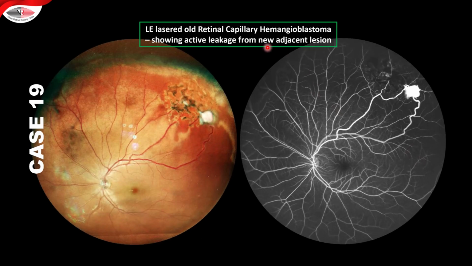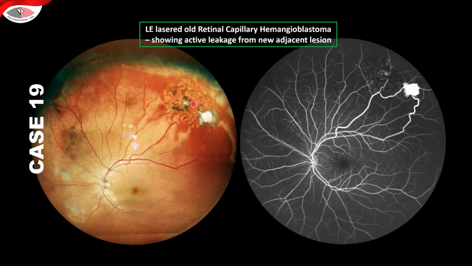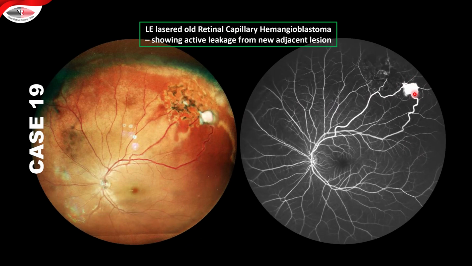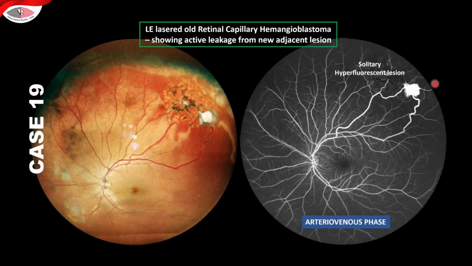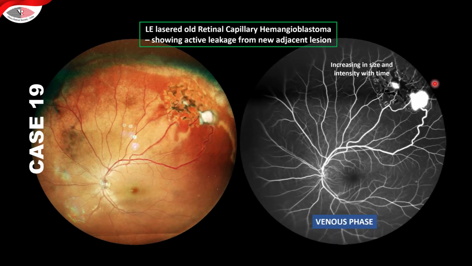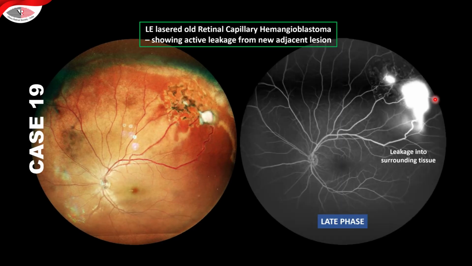This is again another case of von Hippel's, where you see some treated von Hippel's tumor, and we do angiography on the follow-up. You still see some persisting aspects, and you know that you need to further treat this solitary hyperfluorescent lesion which has come up. You see it increasing in size and intensity with time. It confirms that there is activity and you would need further treatment, and eventually shows you growth. So this would also require extensive laser and cryo at times if the laser is less effective.